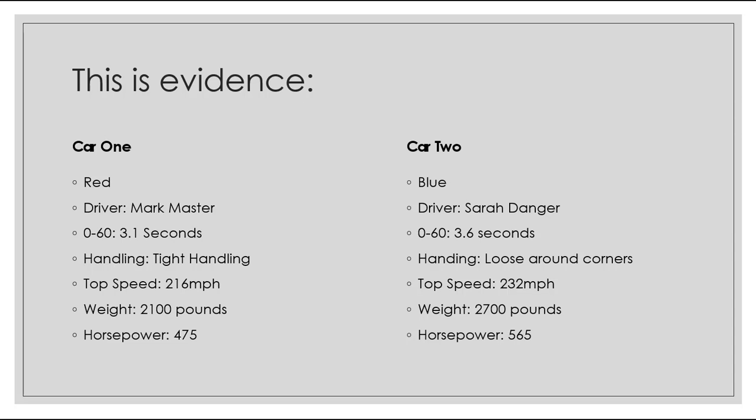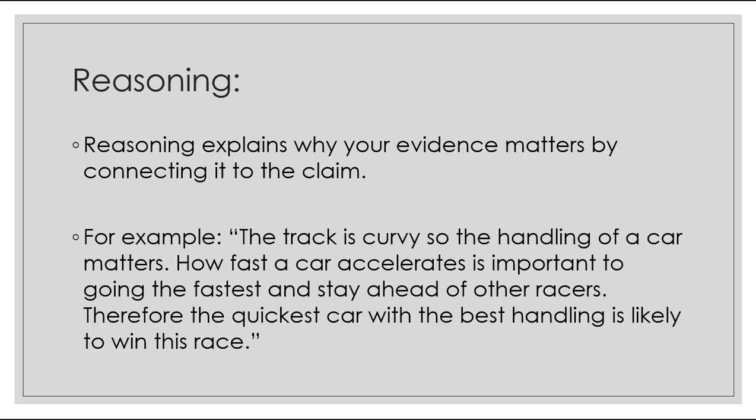Then you're going to use reasoning to tie your claim and evidence together. This answers the question, why does this evidence matter? For example, the track is curvy, so the handling of a car matters. How fast the car accelerates is important to going the fastest and staying ahead of other racers. Therefore, the quickest car with the best handling is likely to win the race. That sounds like something one of our characters said.